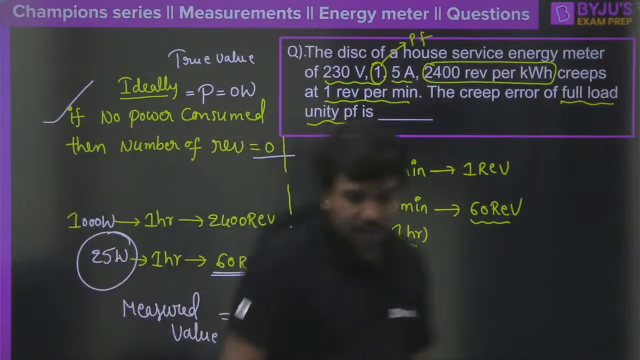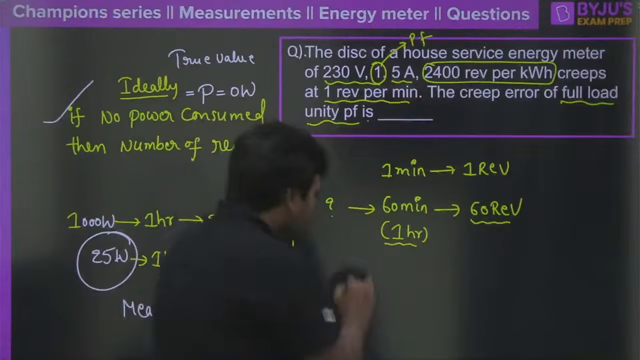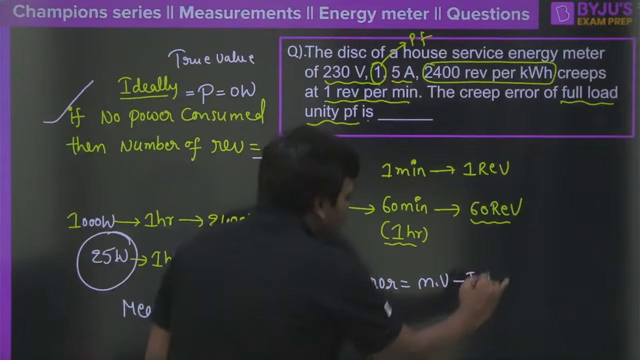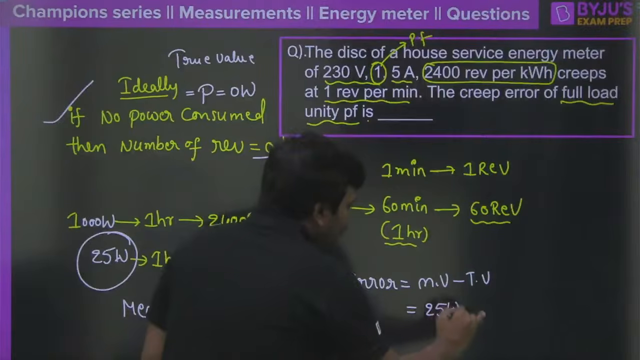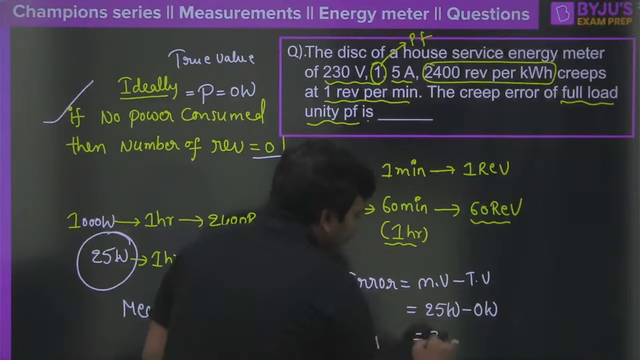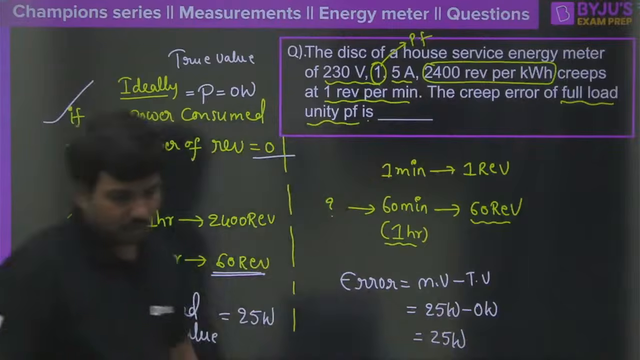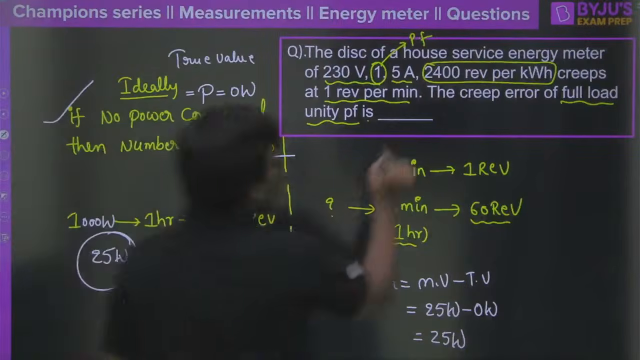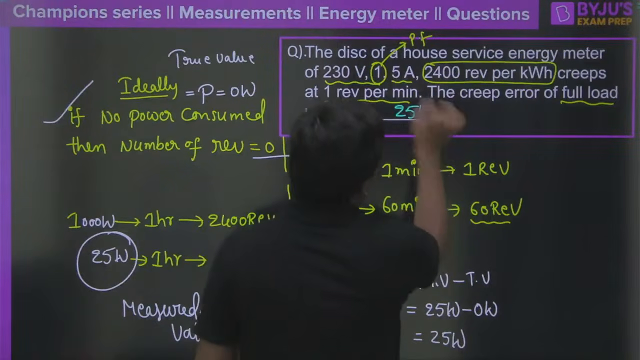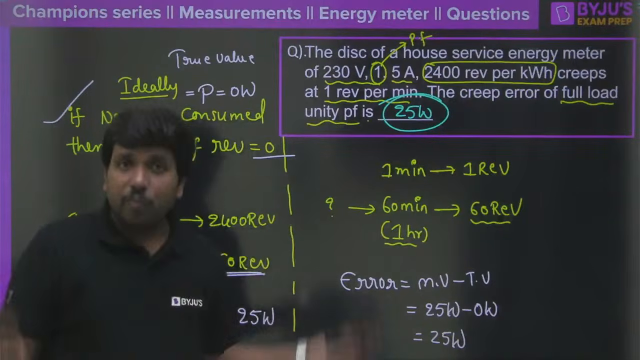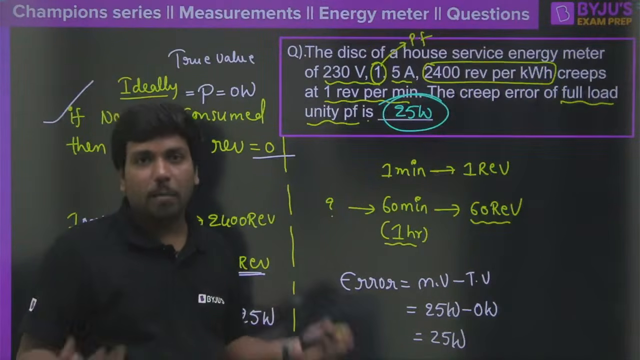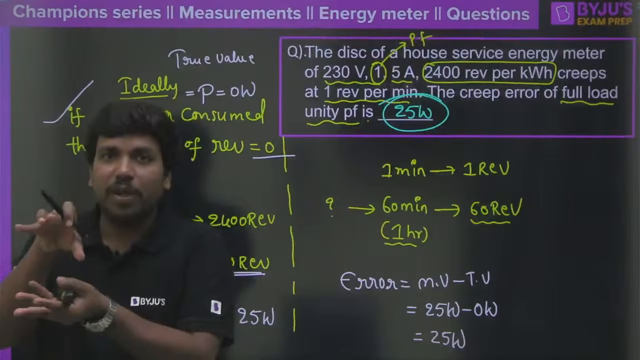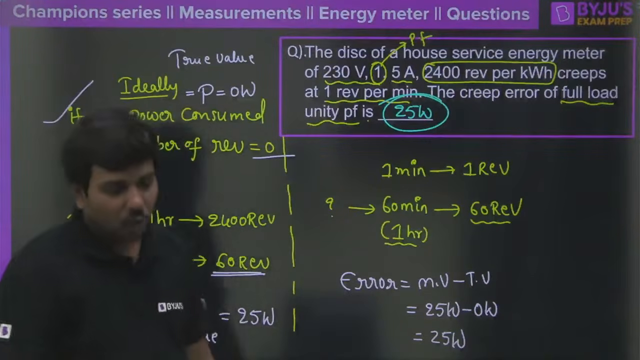Clear? Then what is the error now? Soumyabal, this is a good question. Now the error is simply measured value minus true value, which is 25 watt minus 0 watt. Obviously that is equal to 25 watt. Clear? Therefore the value of the error is going to be 25 watt. Really speaking, there is no power consumed by the load here, but because of the small rotations made by the disk, it is equivalent to an indicated value of 25 watt. So I hope you understood this question.